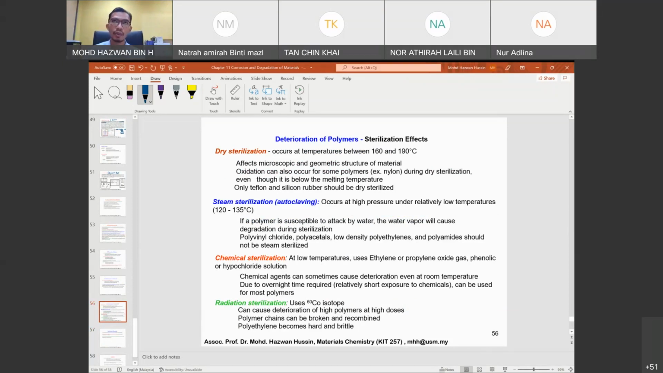So for metal, you can do sterilization. It can withstand that temperature. But for polymer, if you do sterilization, then what happens is that it will be absorbed and it will actually destroy the structure of the polymer.